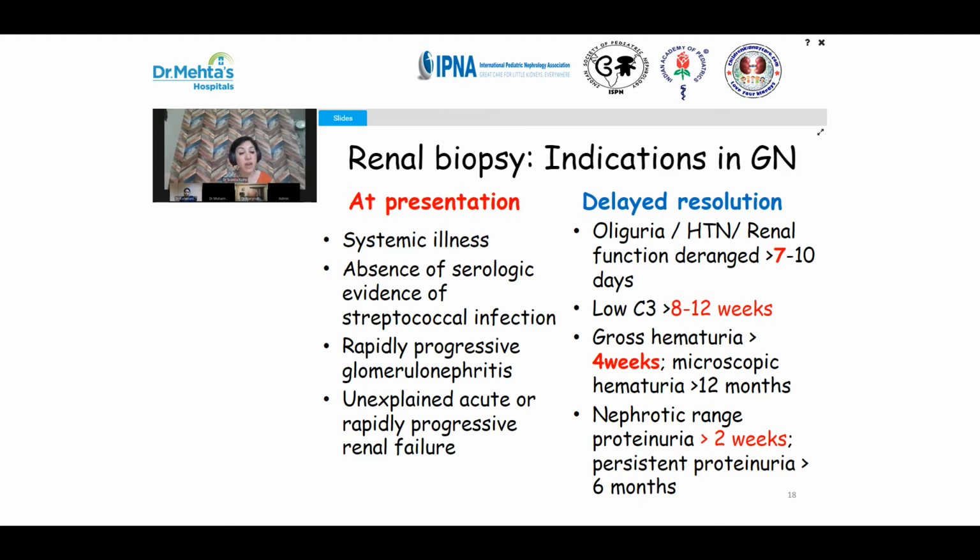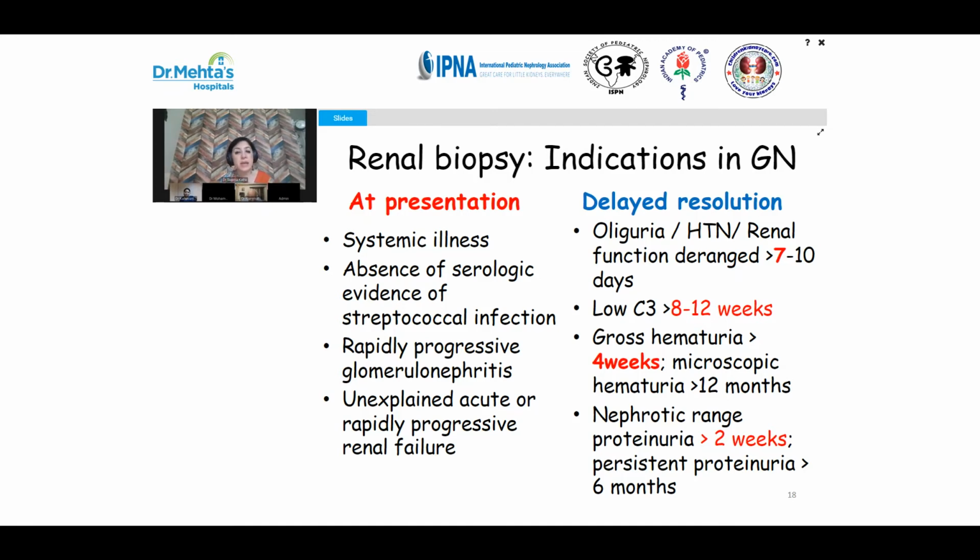When the child is too unstable, treatment in the form of early immunosuppression, one or two pulses of methylprednisolone, and renal replacement may be required before the child is stable enough for biopsy, but it has to be done urgently. And unexplained acute or rapidly progressive renal failure merits an urgent biopsy.